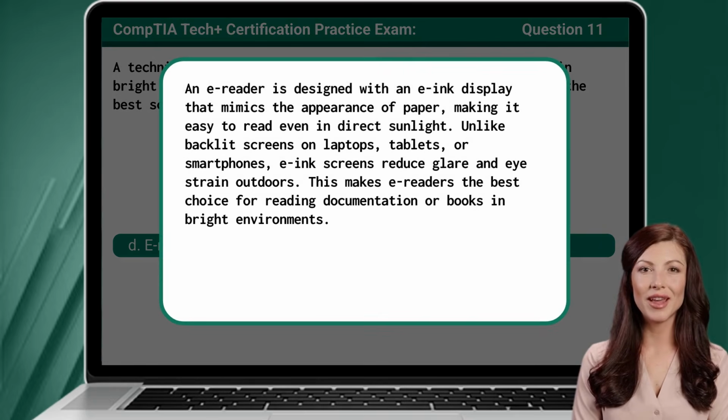An e-reader is designed with an e-ink display that mimics the appearance of paper, making it easy to read even in direct sunlight. Unlike backlit screens on laptops, tablets, or smartphones, e-ink screens reduce glare and eye strain outdoors. This makes e-readers the best choice for reading documentation or books in bright environments.